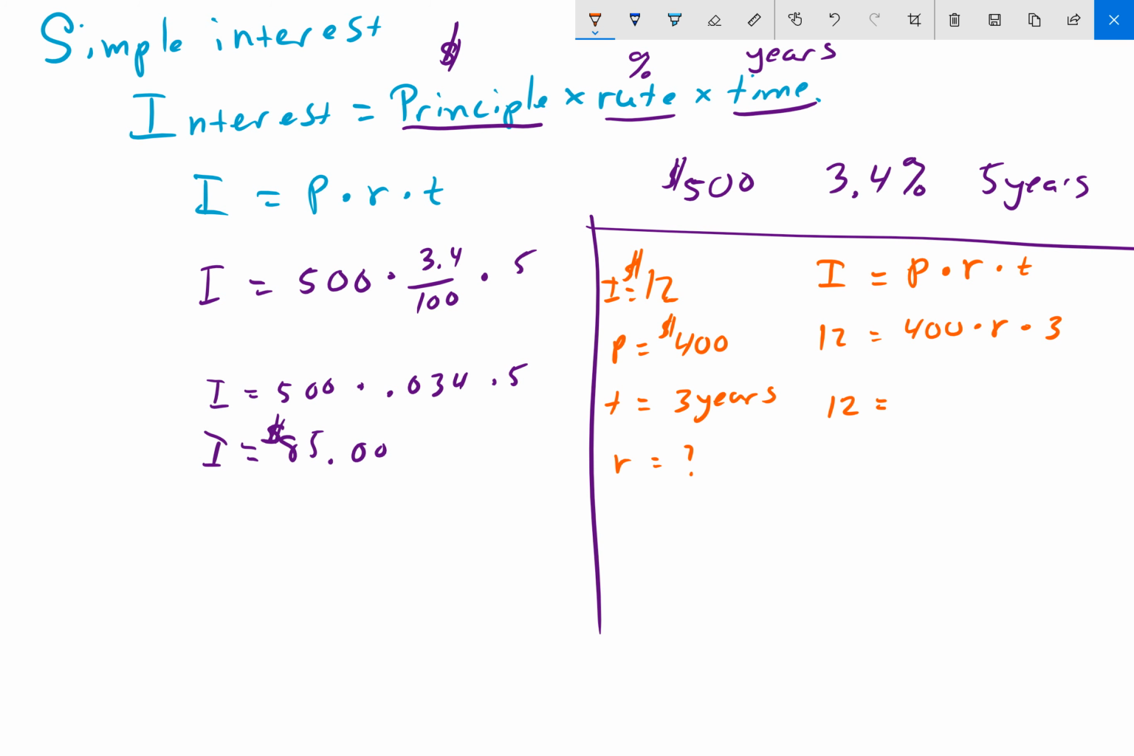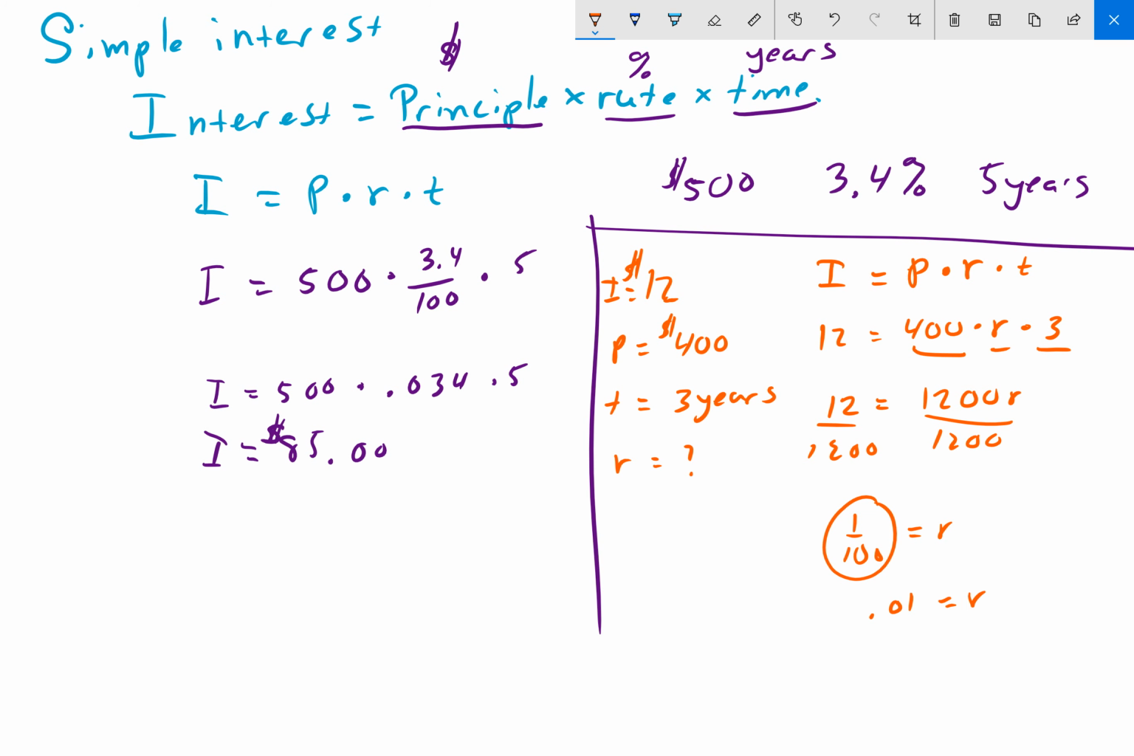Let's say 12 equals, well, I'm going to multiply 400 times 3 times my rate, which is R. Oh, this is kind of funny. I'm going to divide by 1200 now. And take a look what happens. I get 1 over 100 equals rate, which is 0.01. And that should make sense. That's 1/100th equals my rate.